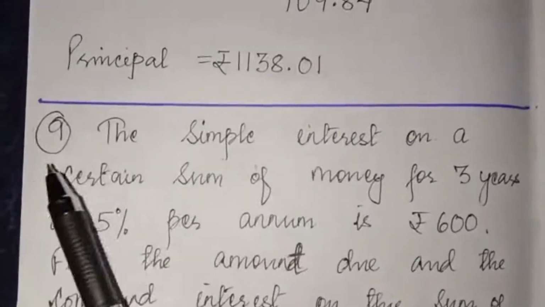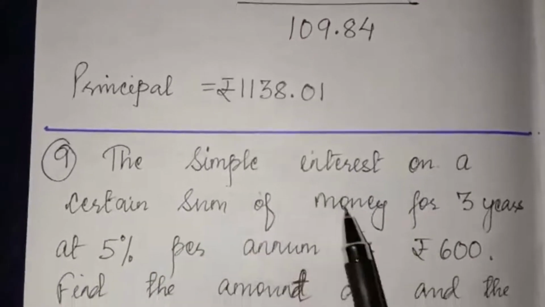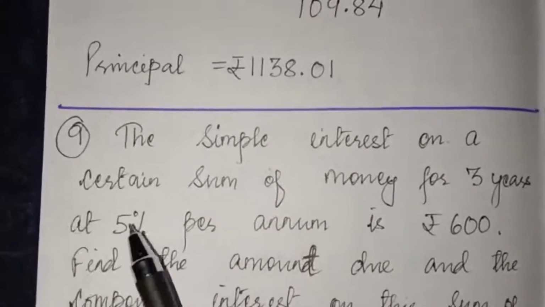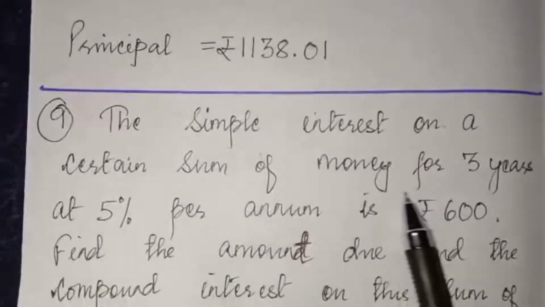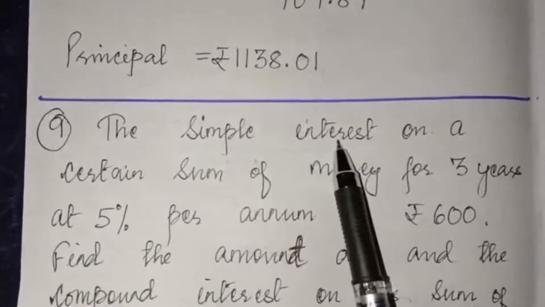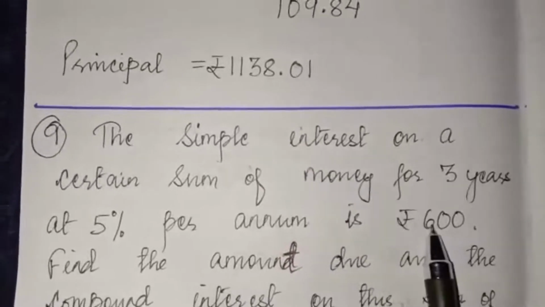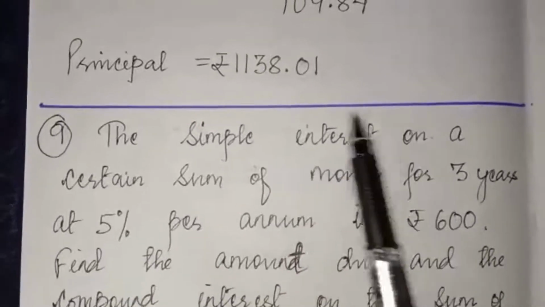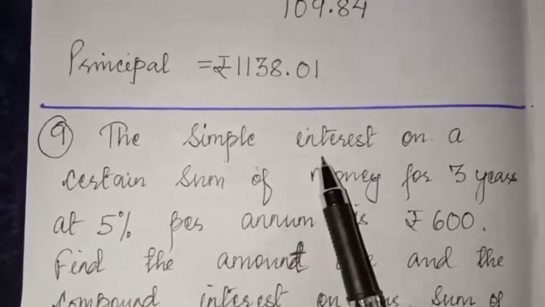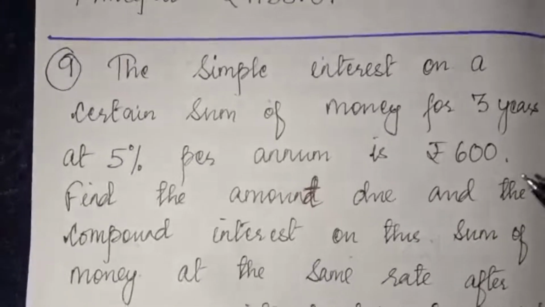Now next is question number 9. The simple interest on a certain sum of money for 3 years at 5% per annum is rupees 600. So this 600 is simple interest. We don't know principal, but its simple interest is 600. Time is 3 years and rate is 5%. So with the help of this information, we can find principal with the help of that simple interest formula.